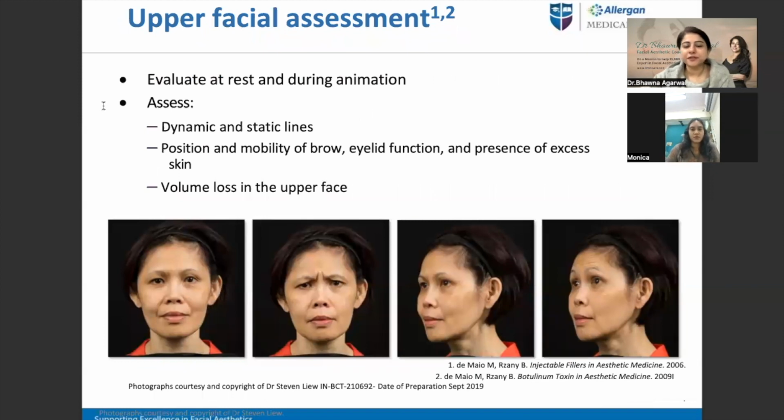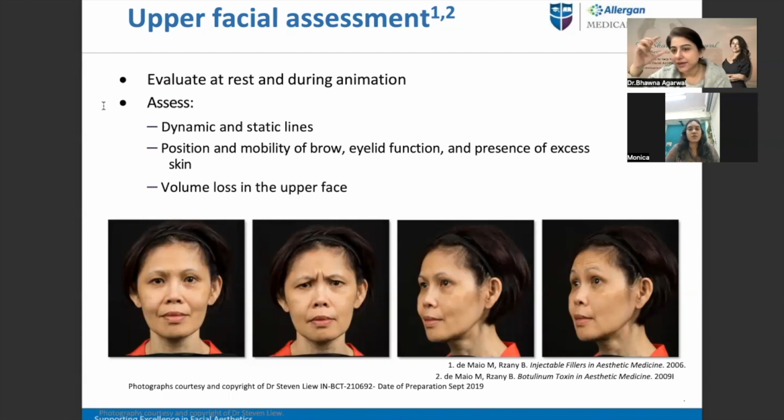Now, in upper face assessment for Botox, you need photography skills. I mean, you need to first do the documentation and consent before you do the procedure. And in the assessment, you need to have the photography skills. Now, photography skills, you have to assess at rest and during animation, both for Botox.